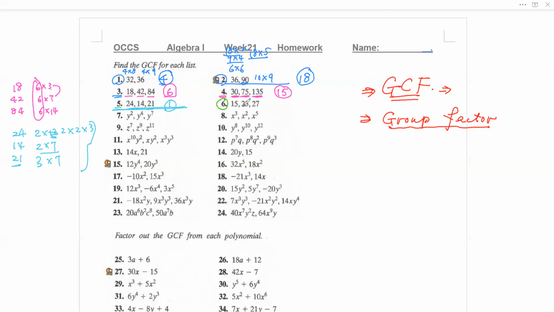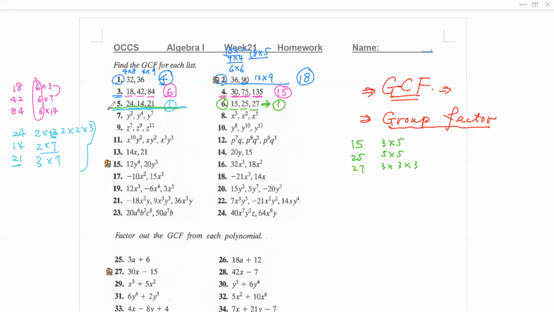6. Here is 15, 25, 27. Let me write down here 15, 25, 27. Here you can only get 3 times 5. Here you get 5 times 5. Here you get 3 times 3 times 3, right? 3 is not the greatest common factor of them. 5 is not the greatest common factor of them. So only 1 is their greatest common factor, right?